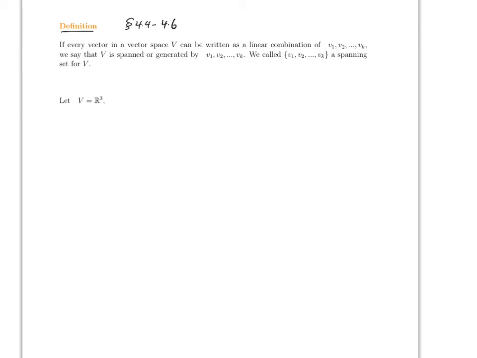which says the following. If every vector in a vector space B can be written as a linear combination of k vectors, then we say that B is a span. A span just means generated or created by those vectors. And then we call B1 to BK a spanning set of B.